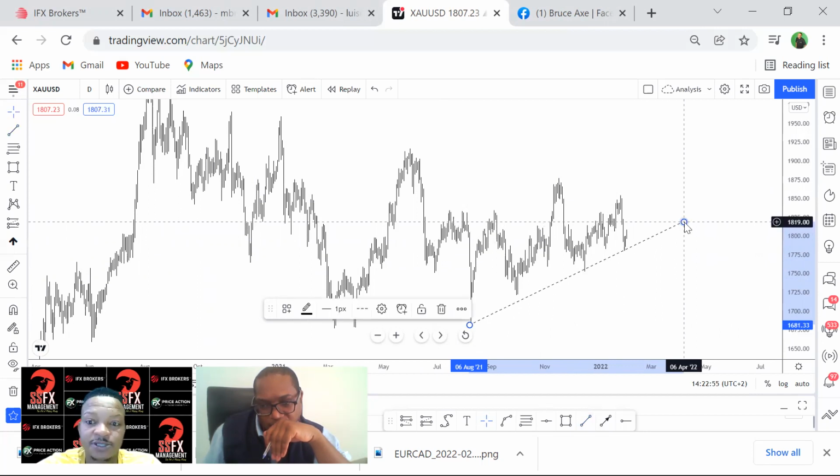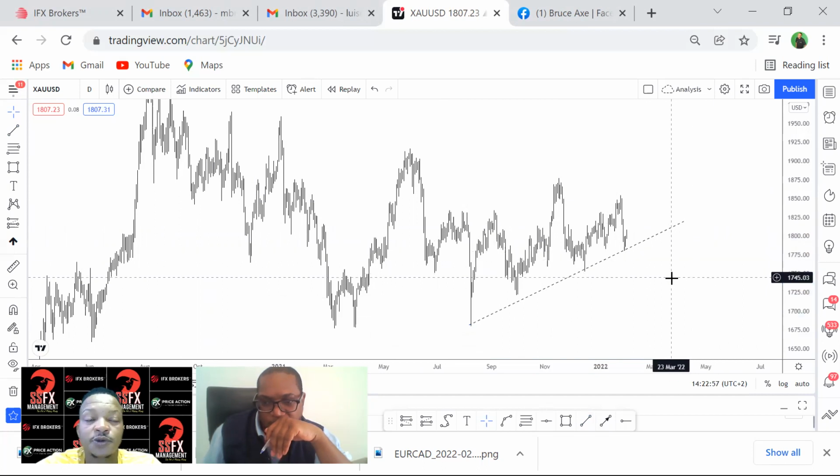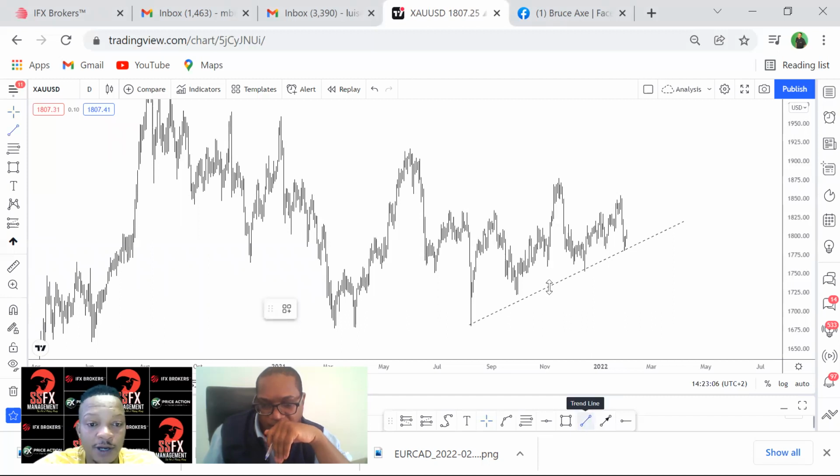As long as you have 3 bounces, that's when that's correct. That's when you can draw a trend line. Don't draw a trend line if you don't have 3 bounces, unless you are anticipating the 3rd one on that level.